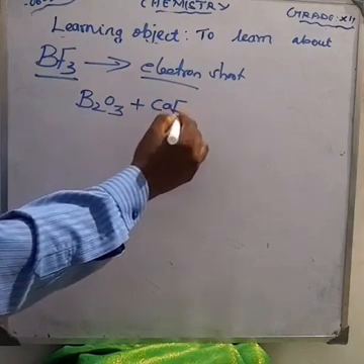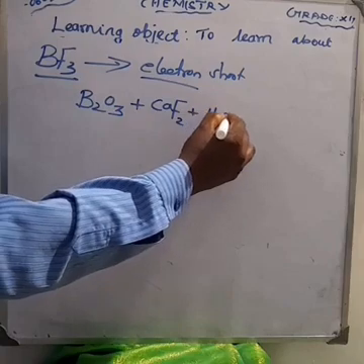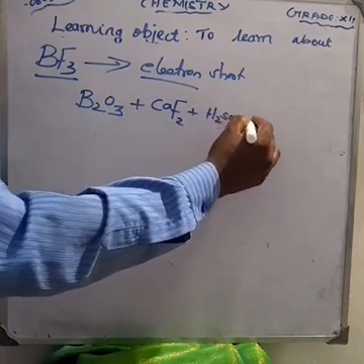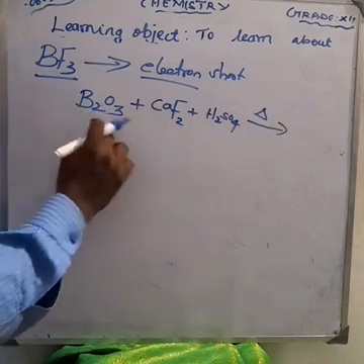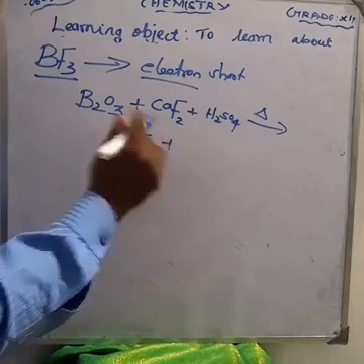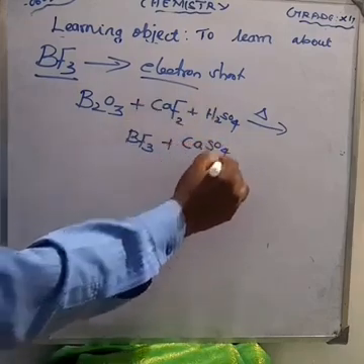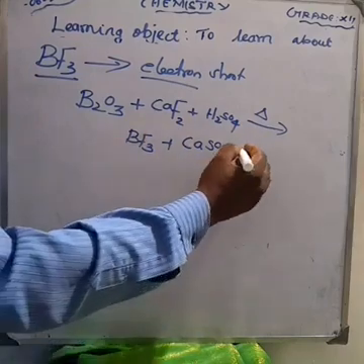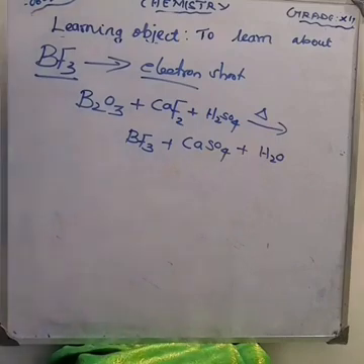Calcium fluoride in the presence of concentrated sulfuric acid. We are giving heat. We get boron combining with fluorine to form BF3, calcium combining with sulfate to form CaSO4, and also hydrogen combining with oxygen to form water molecules. Am I right? Next, how to balance the equation.